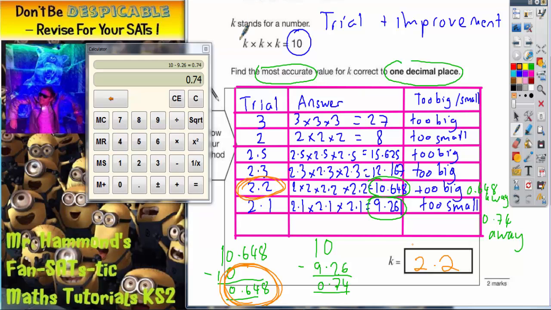As a quick double check, if you did put your 2.2s in, well, we've already worked it out, so we didn't really need to check. 2.2 times by 2.2 times by 2.2 is 10.648. And that's the closest we can get to 10 with going only to one decimal place.